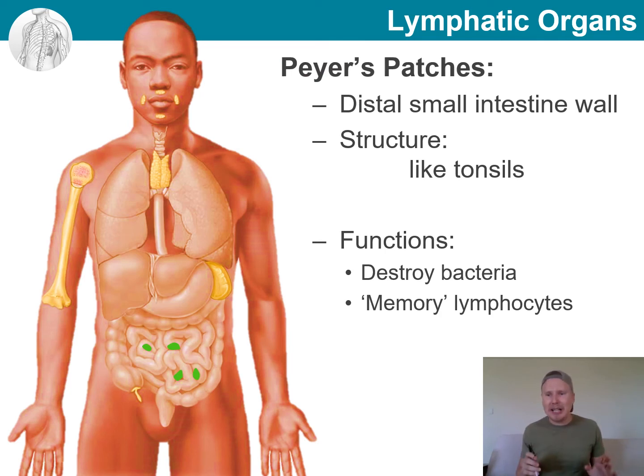Next, let's talk a little bit about a structure called Peyer's patches. Interestingly enough, they are named after Johann Conrad Peyer, who was a Swiss anatomist. These are clusters of lymphoid follicles located in the wall of the distal portion of the small intestine. Their structure is similar to that of the tonsils, which we just looked at.